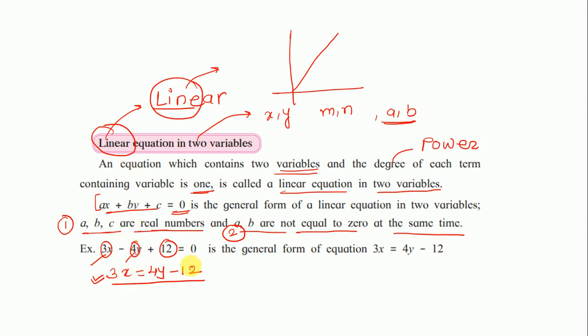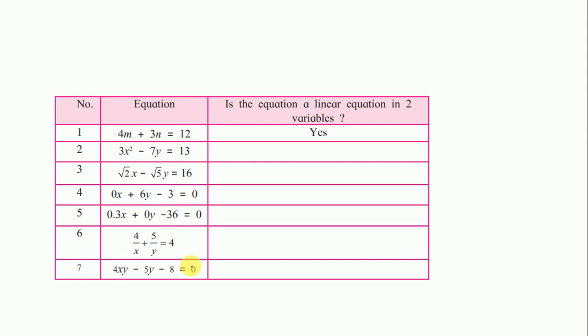Next, this is the table which is given in the book. You have to select or write whether the given equations are linear equations in two variables or not. Let's have a look at the first equation, and the answer is also given. This is a linear equation in two variables. We'll discuss why this is a linear equation and why some equations are not linear equations.